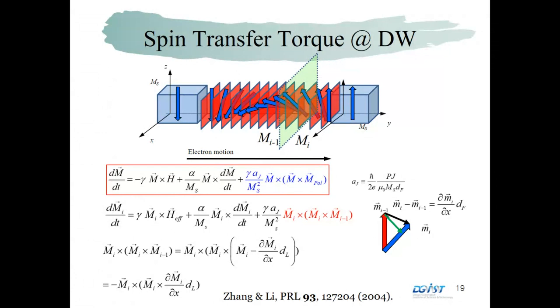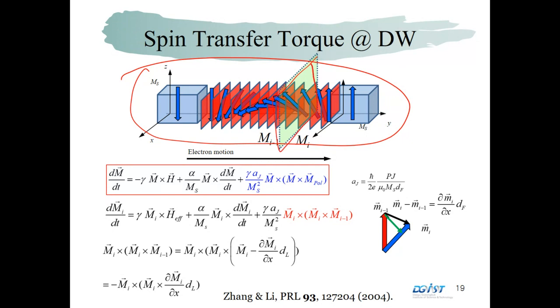So let's think about the spin transfer torque at the domain wall. As you see in this cartoon, the domain wall is the continuous rotation of the magnetization. And if you think about just a single surface, then actually it's exactly the same as the spin transfer torque in an MTJ or GMR structure. We have two ferromagnetic layers. Okay, so let's think about just the two layers.